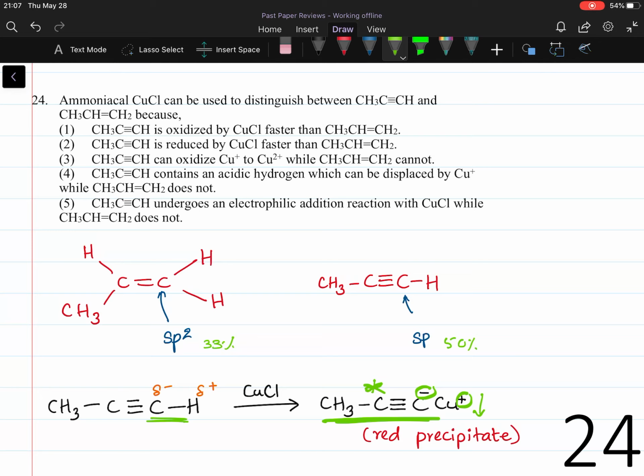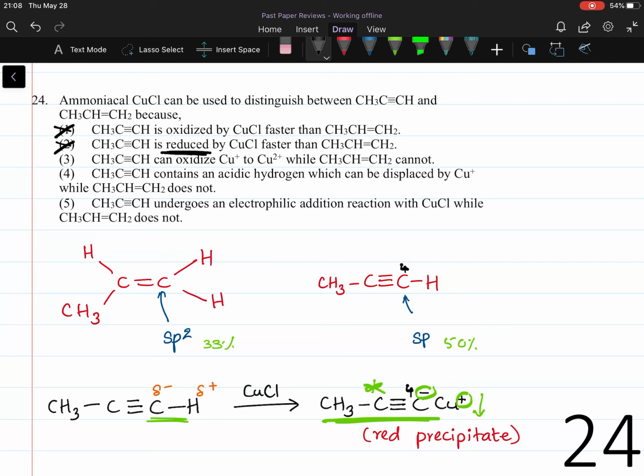Now let's look at the first statement. The alkyne is oxidized by copper chloride faster than the alkene. This is not a redox reaction. So in the beginning, in an alkyne state, the carbon has the oxidation number of 4, and also in the ion, it has the number 4. Therefore, we can safely eliminate statement number 1 as well as 2, which says alkyne is reduced by copper chloride faster than alkene.